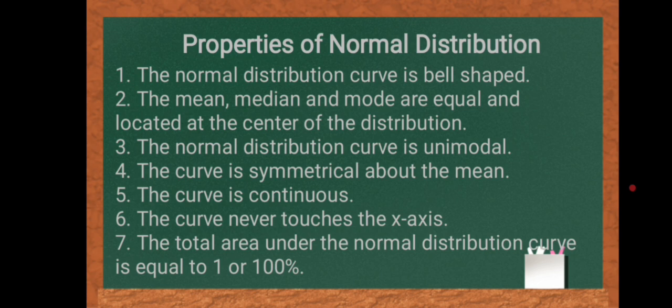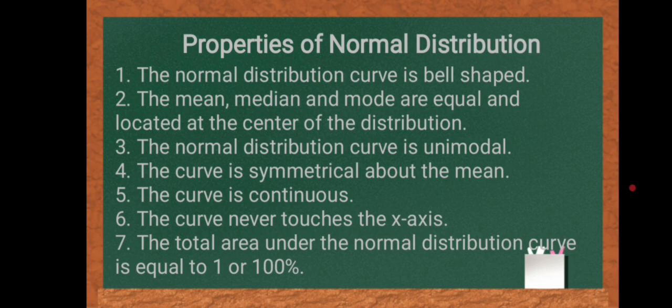But before we proceed, let us recall the properties of normal distribution. First, the normal distribution curve is bell-shaped. This means the graph looks like a rounded hill or a bell. Second, the mean, median, and mode are equal and located at the center of the distribution. In a normal distribution, the average or mean, the middle value or median, and the most frequent value or mode all occur at the same point.